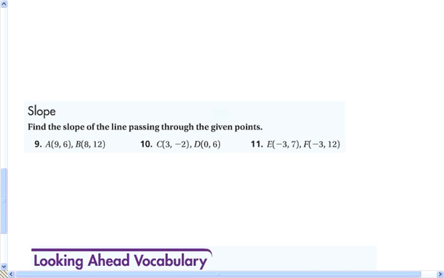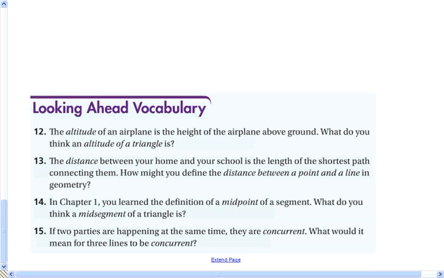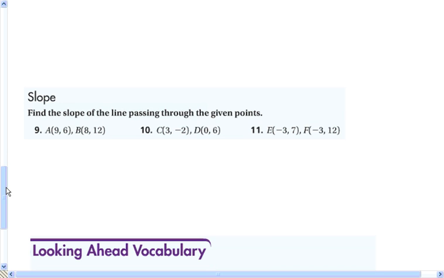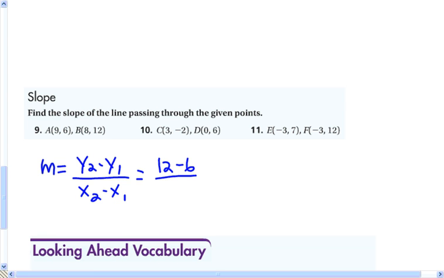All right, and then I'll do one of these slope problems. Just as a reminder, slope is the difference in the y-coordinates divided by the difference in the x-coordinates, which is 12 minus 6 divided by 8 minus 9, which is 6 over negative 1, which is negative 6.